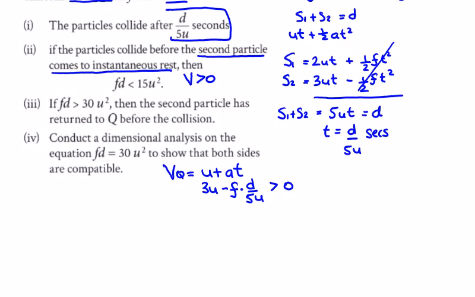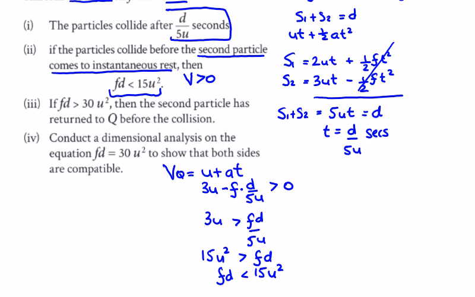So what have we got here? We have 3u would have to be greater than FD over 5u. And if we cross multiply, we're going to get 15u squared would have to be greater than FD. And they want it the other way around, so we reverse the inequality. If 15u squared is greater than FD, FD is less than 15u squared for part 2.